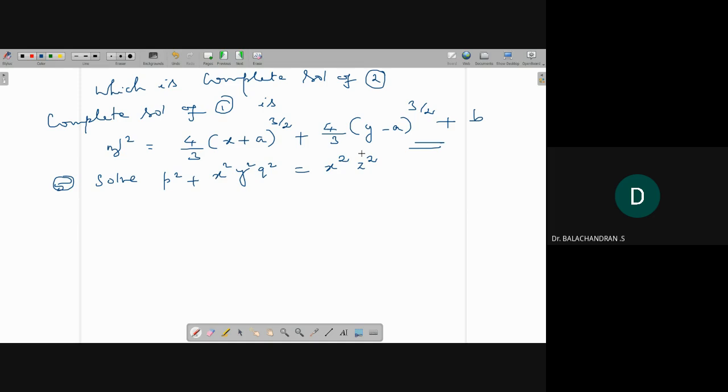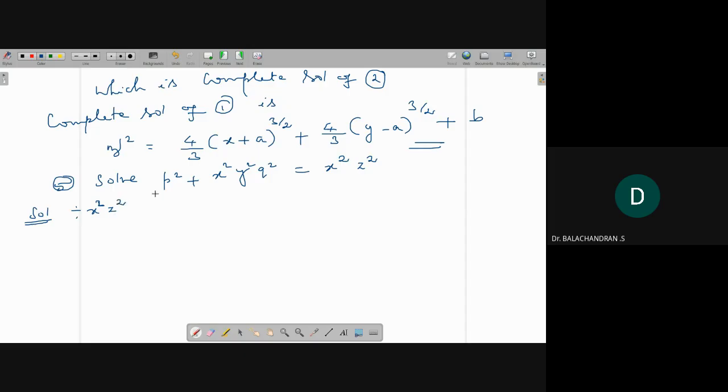So there are two methods. One is to divide throughout by x square z square, or to divide throughout by x square. Which one is easier? If you divide throughout by x square z square, you will get type 1. If you divide throughout by only x square, you will get type 3. Type 1 is easy. So it is better to divide by x square z square.